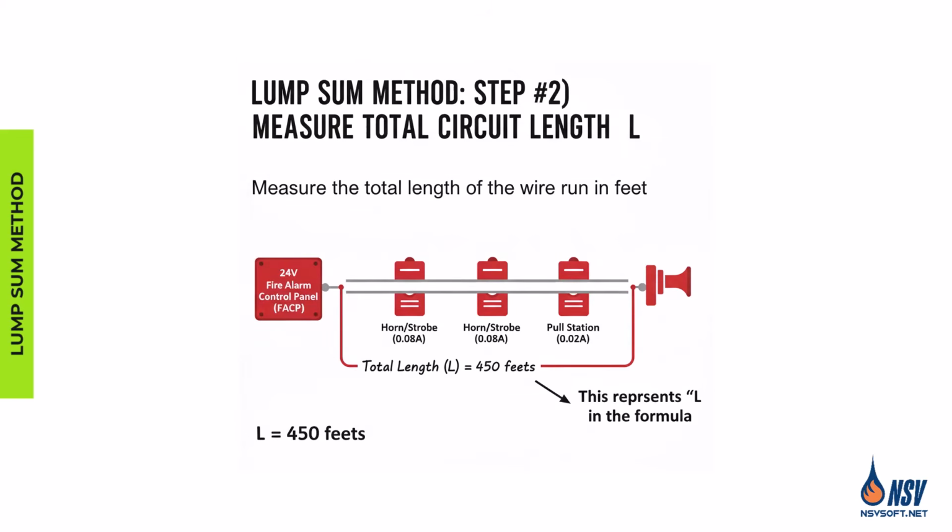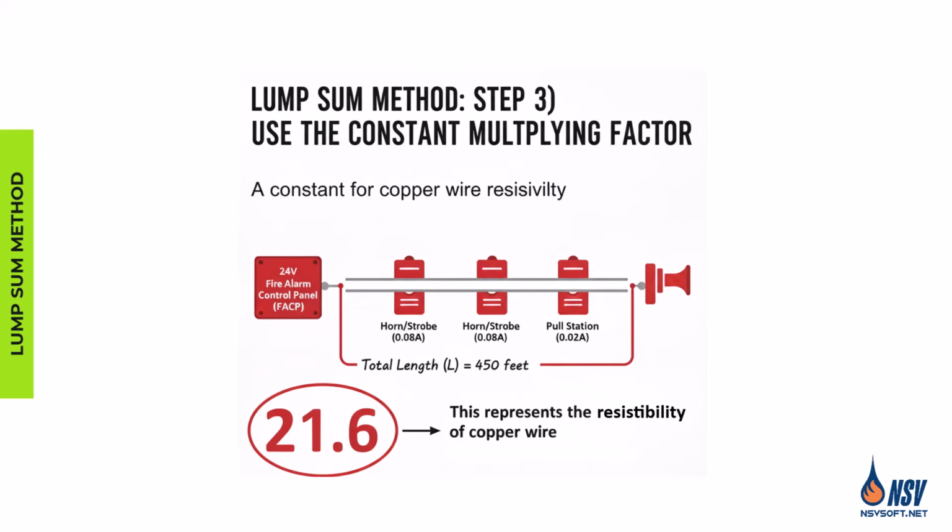Step number 2. Measure out the length of the circuit in feet. Do not double the distance of the circuit for 2 wire loops unless you want to use a multiplying factor of 10.8 versus 21.6. See step number 3. This will represent L in the formula. Step number 3. Use a multiplying factor of 21.6. This number represents the resistivity of copper conductors. This is a constant used in the formula.